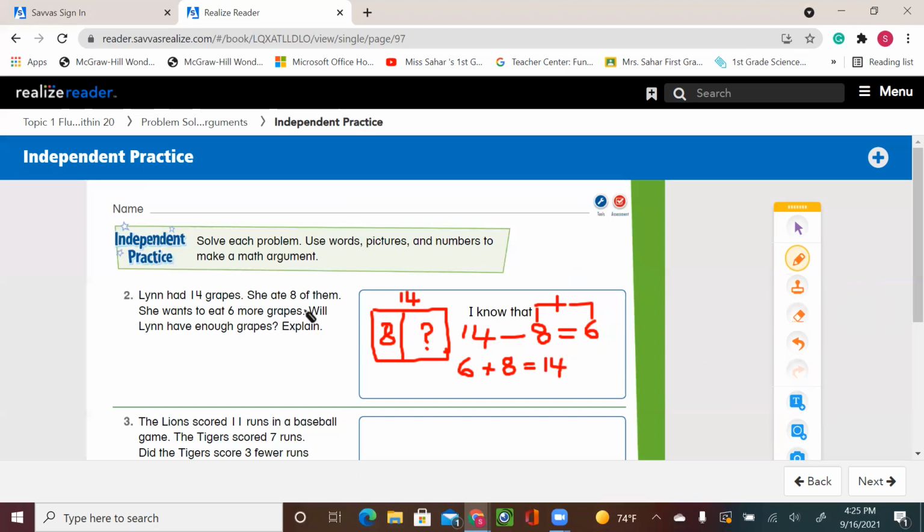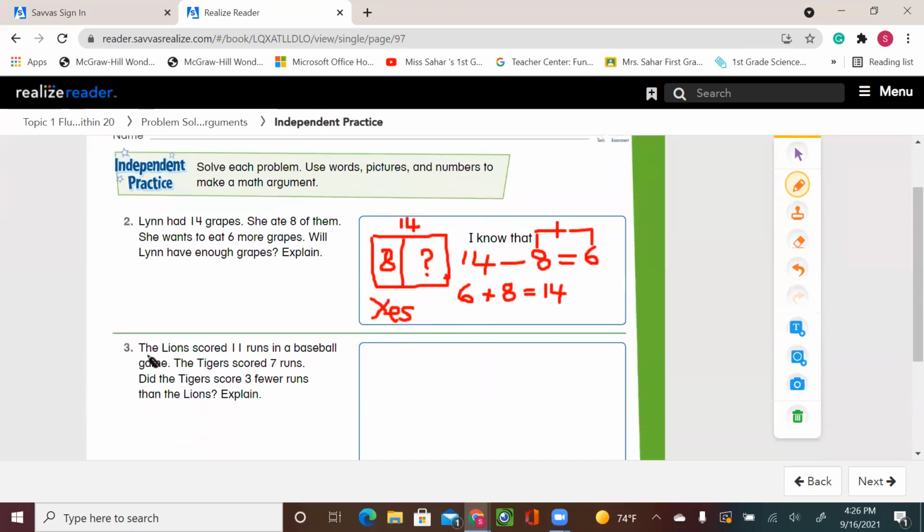And remember the problem says here, Lynn wants to eat 6 more grapes. Do you think she has enough? Yes, she has enough, because now I know that my missing part of my equation is 6. So now she has 6 pieces of grapes that she can eat. So yes, my answer, that 14, the total, one part is 8, the missing part is 6. So 14 take away 8 equals 6. That means 6 plus 8 equals 14.